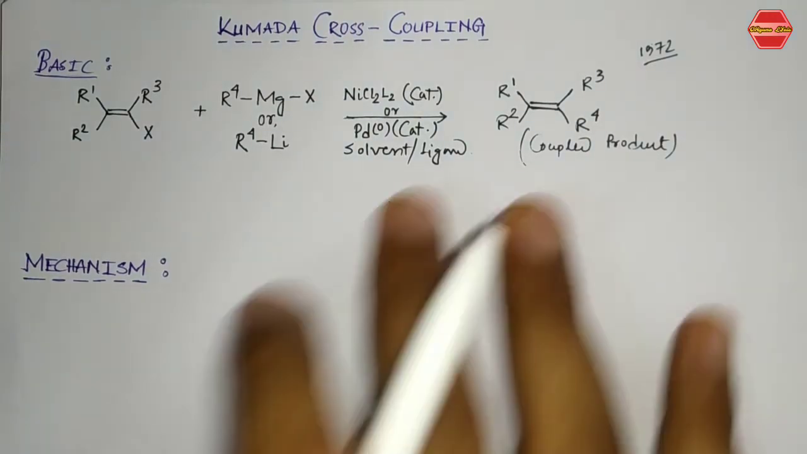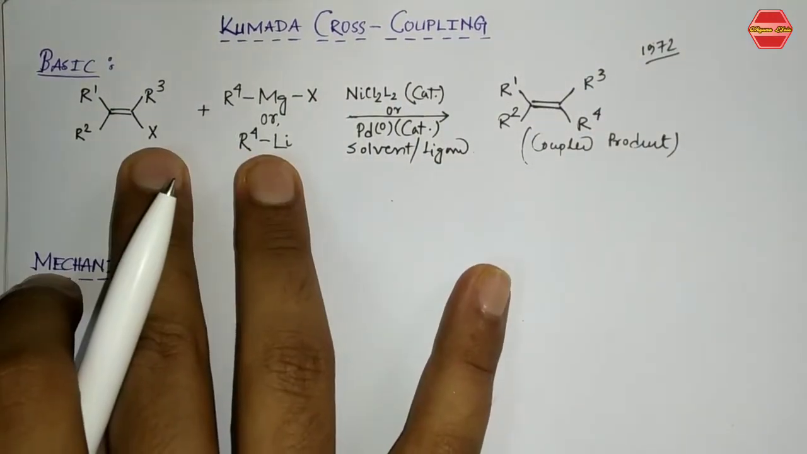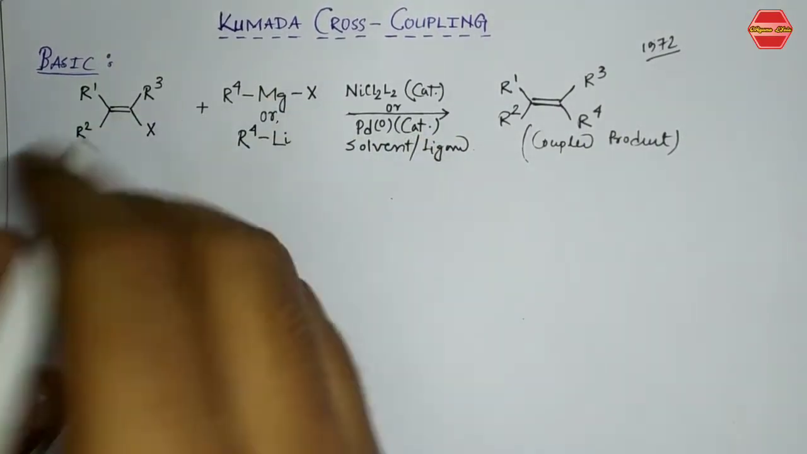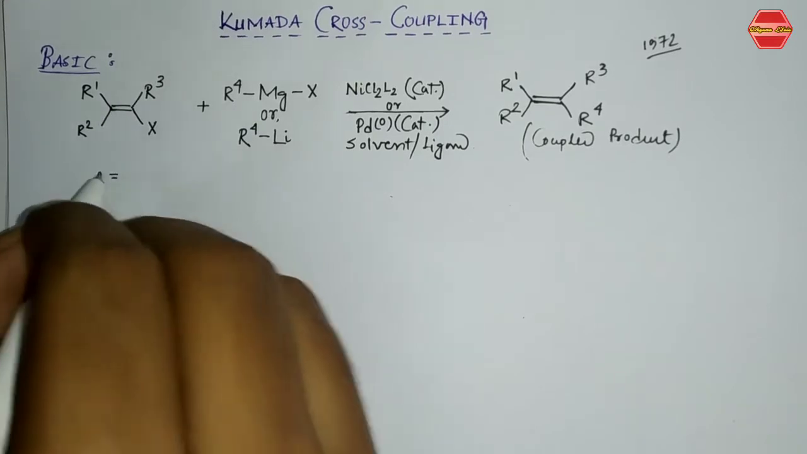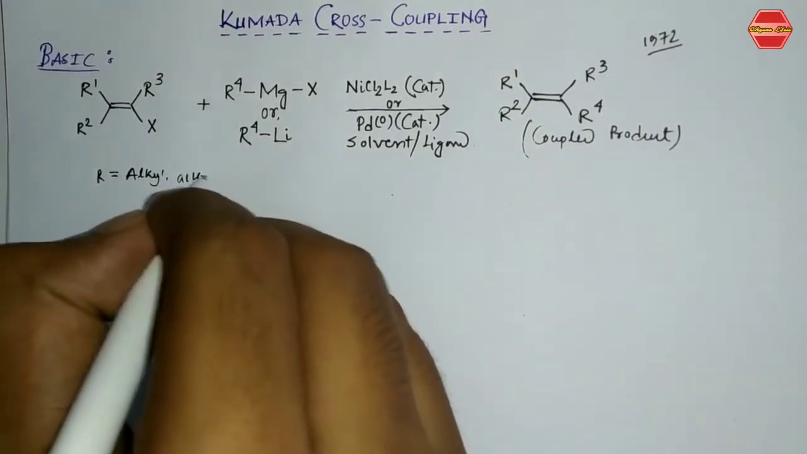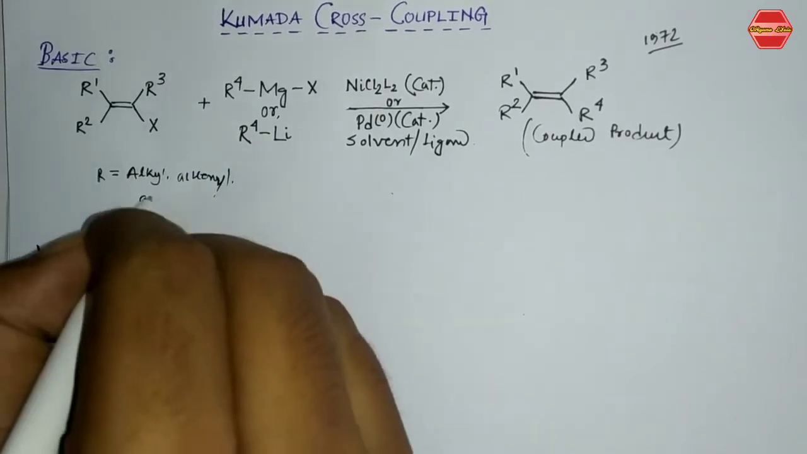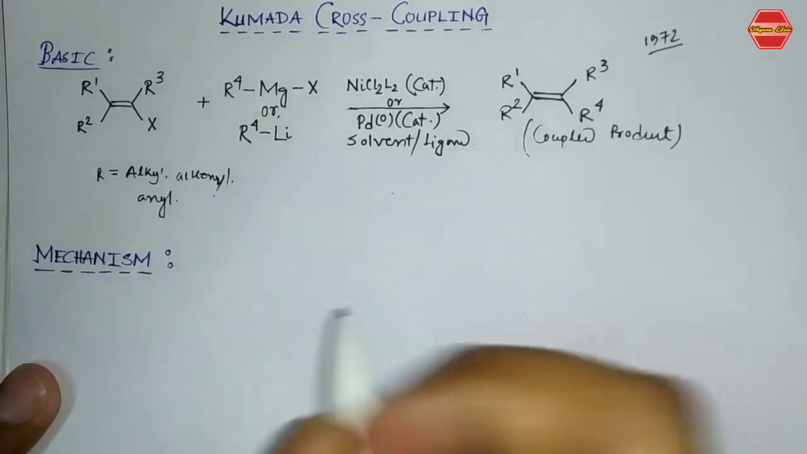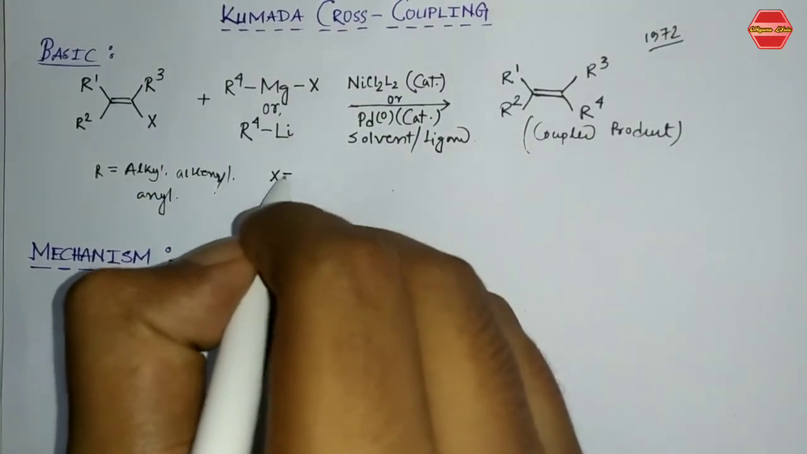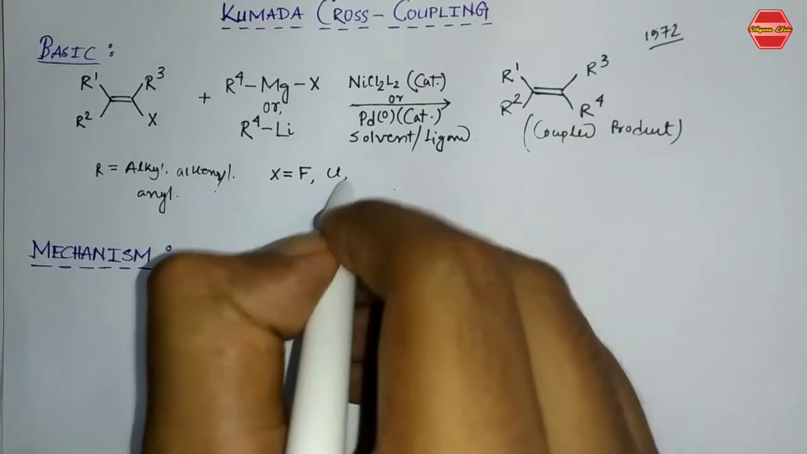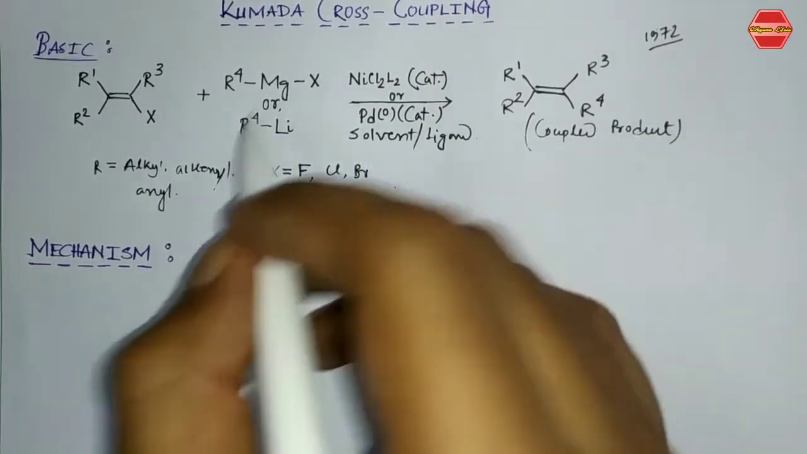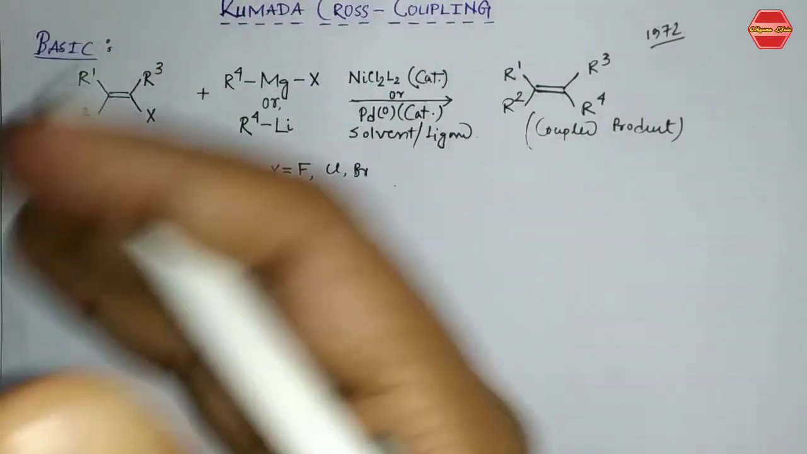So the first thing, the R1 and R2 groups can be hydrogen, alkyl or aryl. So these R groups can be alkyl, alkenyl or aryl kinds of moiety, and X is any kind of leaving group, which is basically halides like F, Cl and Br. So these kinds of organohalides can be used, and R4 is similar also, like alkyl, aryl or alkenyl.